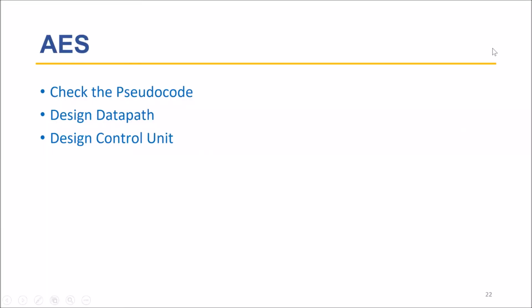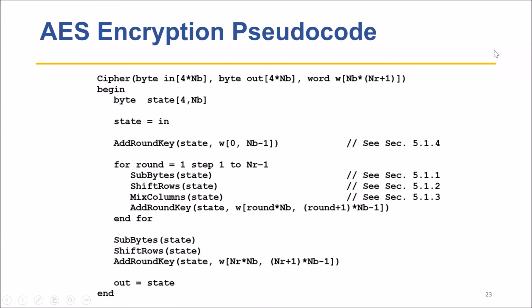Now it is time to design AES based on the RTL design methodology. First, we check the pseudocode. Then we design the data path and controller. This is the pseudocode for AES. First, let's determine what would be the input and output. We get input data that needs to be encrypted, the key, and some control signal to start the encryption. We must generate the encrypted output, and you already know how AES works.